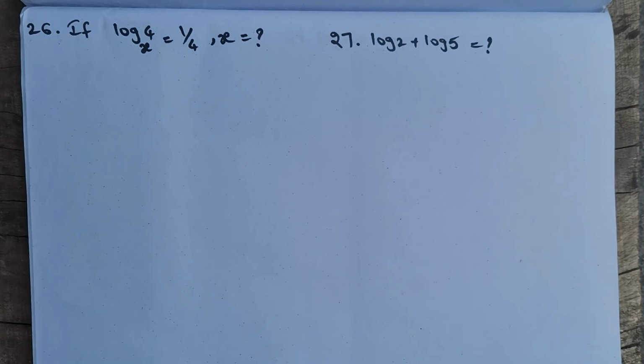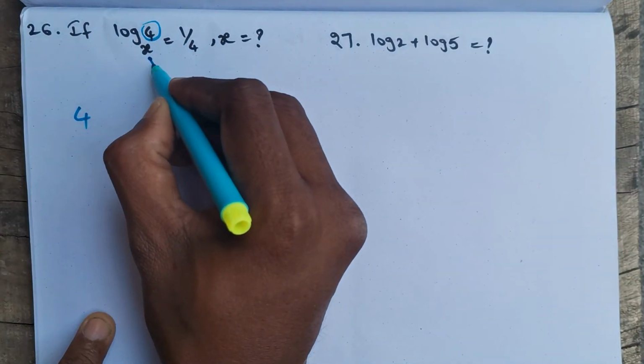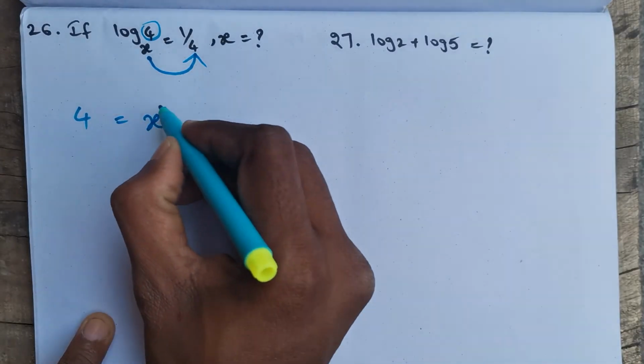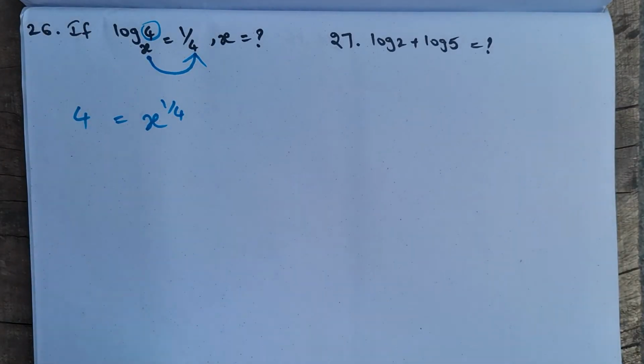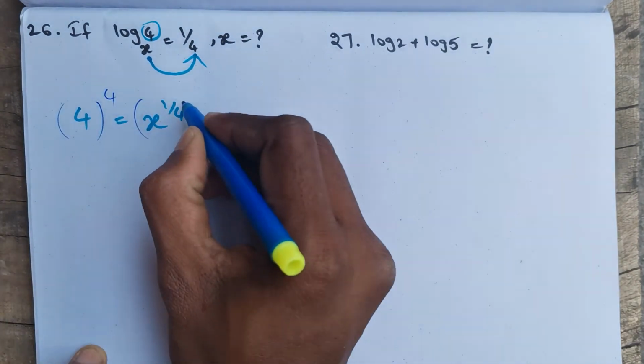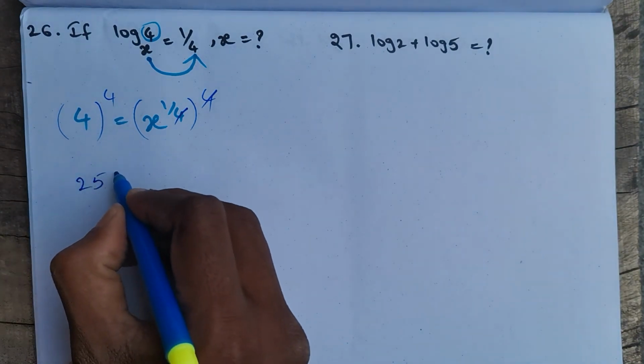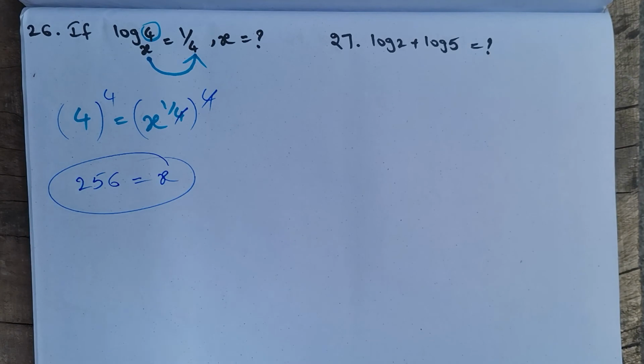Next question number 26. If log 4 base x is equal to 1 by 4, then find the x value. Here also, the given question is in logarithmic form. We need to convert that to exponential form. So write 4 as it is, x is the base, so take it as the base only, equals x power 1 by 4. Here power 1 by 4 is there, so to remove that power 1 by 4, on both sides I will write power 4. So then here the 4s cancel. 4 power 4 is 256, equals x. So the value of x is 256.